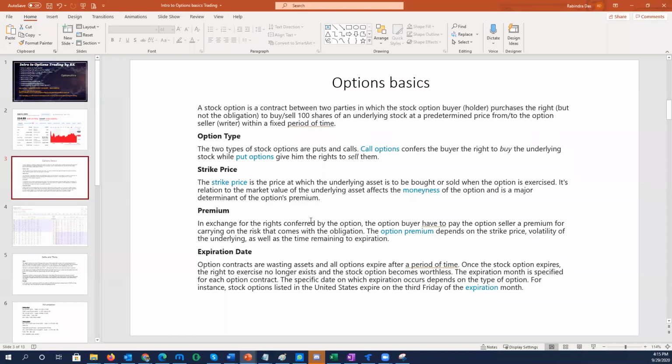Then premium. Whenever you buy any call option or put option, you pay some money, and that money is known as premium. So in exchange, when you buy the option, you pay some price for a particular strike price, and that price is known as the option premium. We'll see that one. Then there is the expiration date.